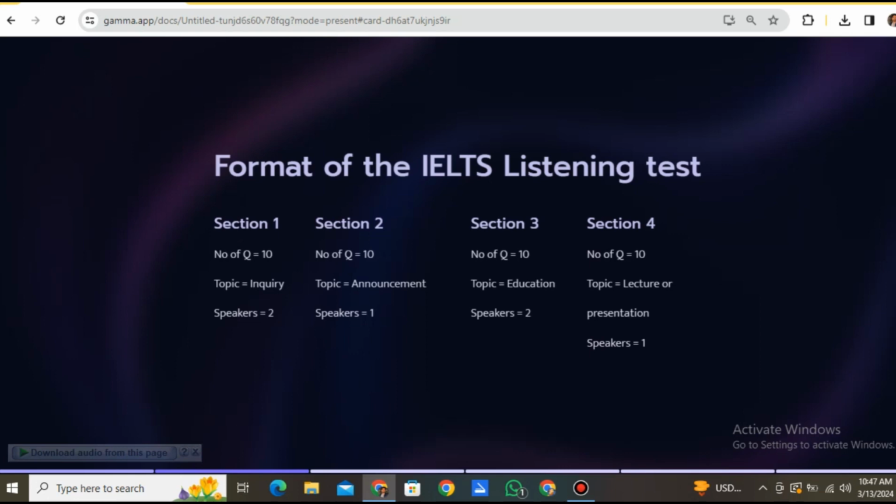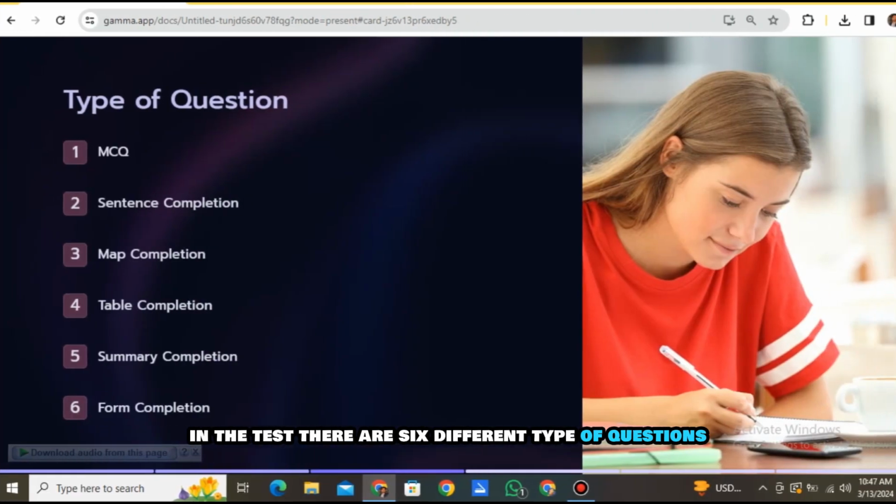So now let's look at the types of questions that we will encounter in the test. There are 6 different types of questions that could be in your exam.